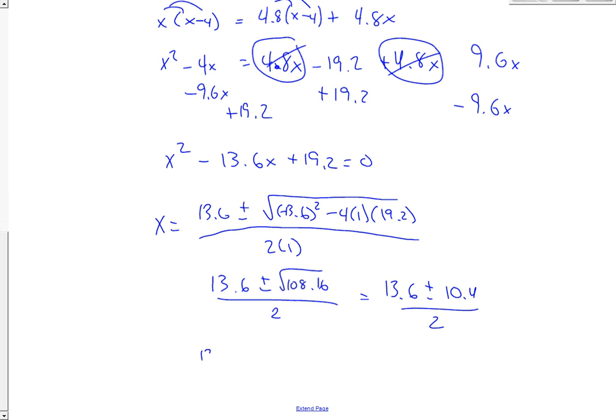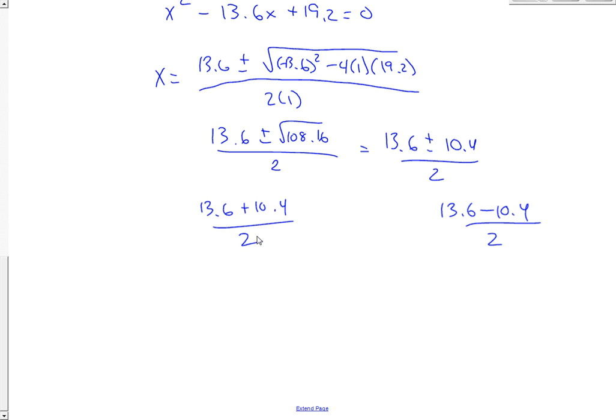So that gives me 13.6 plus 10.4 over 2 and 13.6 minus 10.4 over 2. And that's 24 over 2, which is 12. And 13.6 minus 10.4 is 3.2 over 2 is 1.6.